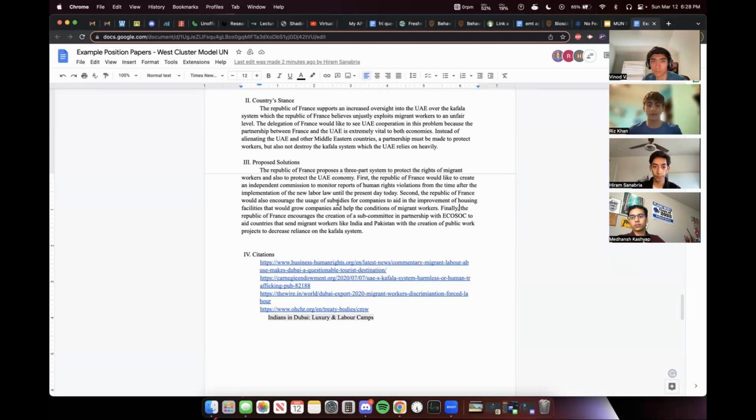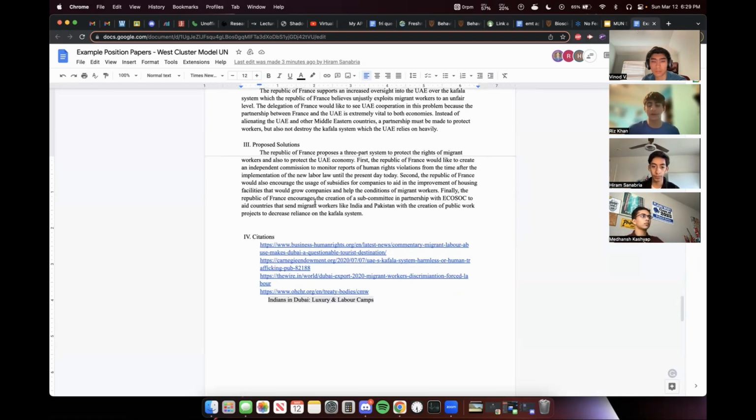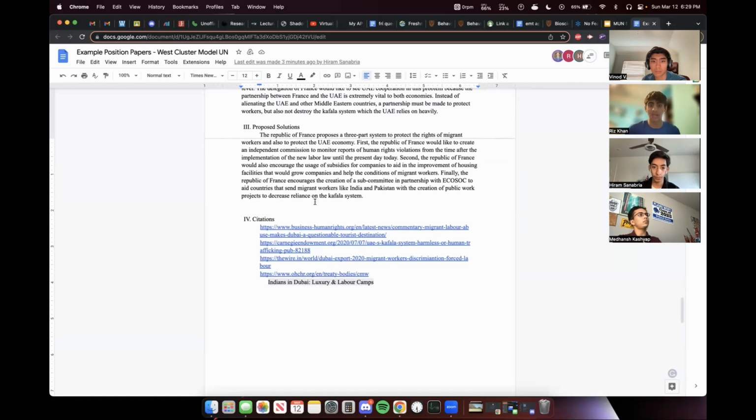Then, at the end of that, advice would be given to the government on how to reform their labor laws and their system. I forgot what the other two M's are, but I would also encourage subsidies for companies to aid in improving housing facilities. That would provide incentive, and just like my stance, it wouldn't go too far into breaking down the UAE economy, and would actually help their economy by providing subsidies. And the last one was a partnership with ECOSOC to aid migrant workers, going back to that idea of helping those who are being hurt.